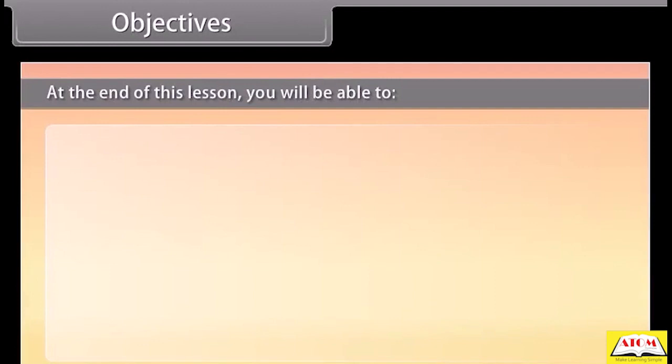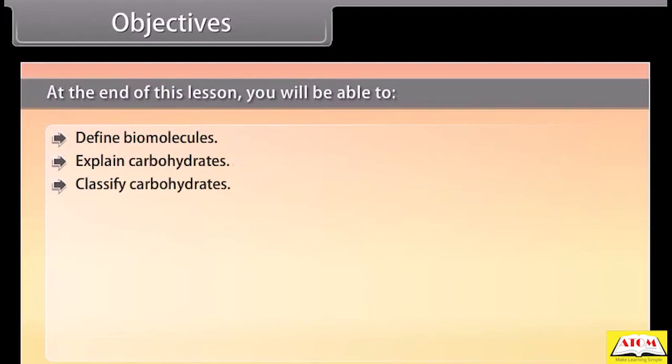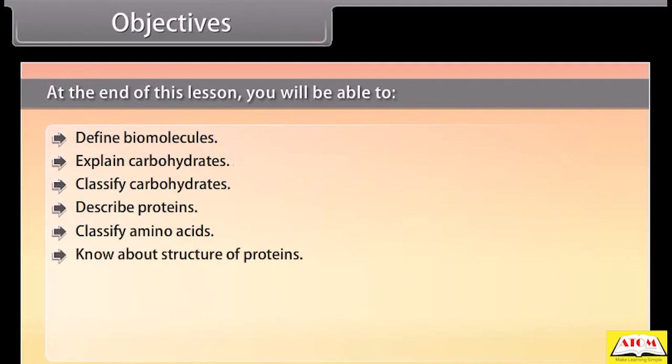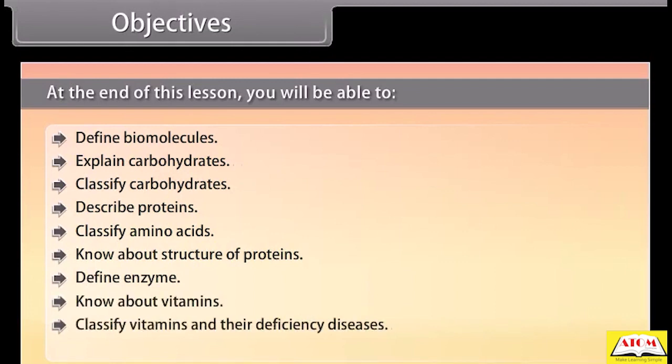Objectives. At the end of this lesson, you will be able to define biomolecules, explain carbohydrates, classify carbohydrates, describe proteins, classify amino acids, know about the structure of proteins, define enzyme, know about vitamins, classify vitamins and their deficiency diseases, and describe the structure of nucleic acid.